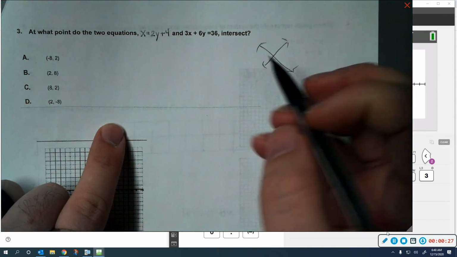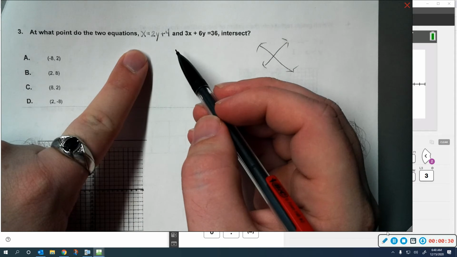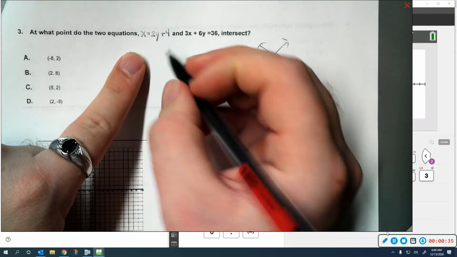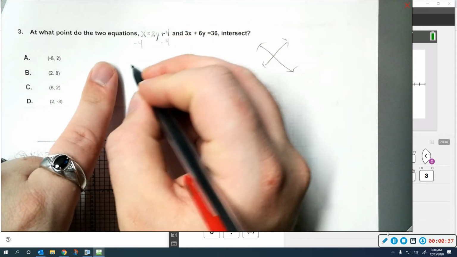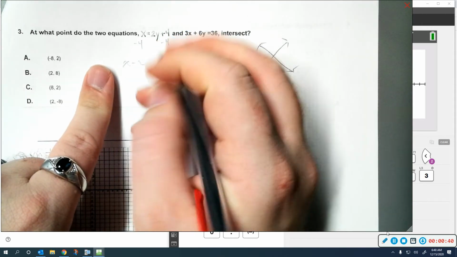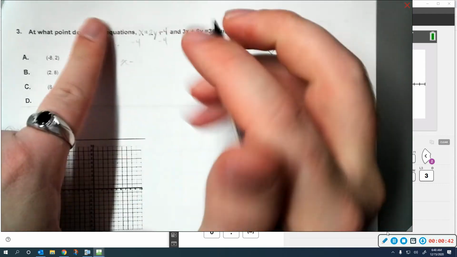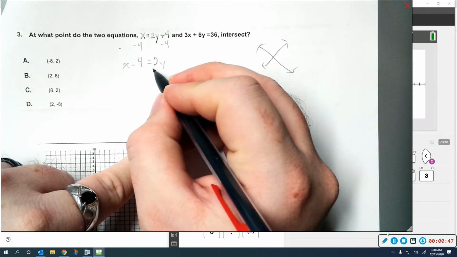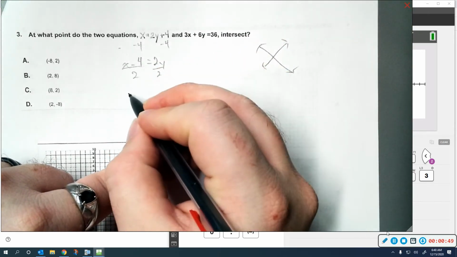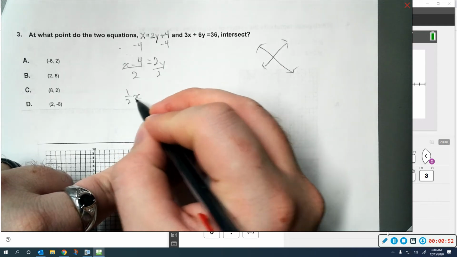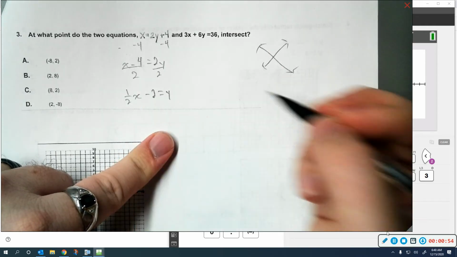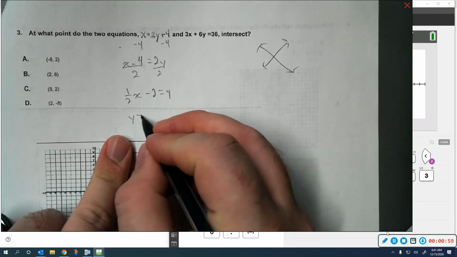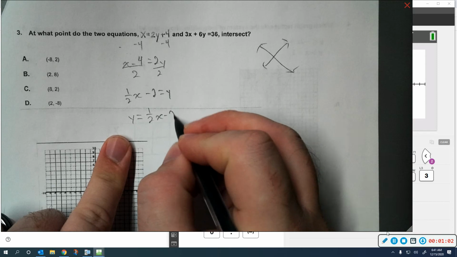Well, we could graph them, check it in our calculator, but first I've got to get these both into y equals. Now, I've got y on this side, so I've got to move my number away. So x minus 4 equals 2y, divide by 2. So I've got 1/2 x minus 2 is equal to y. And once again, if it freaks you out having y on this side, just flip it around. Y equals 1/2 x minus 2.